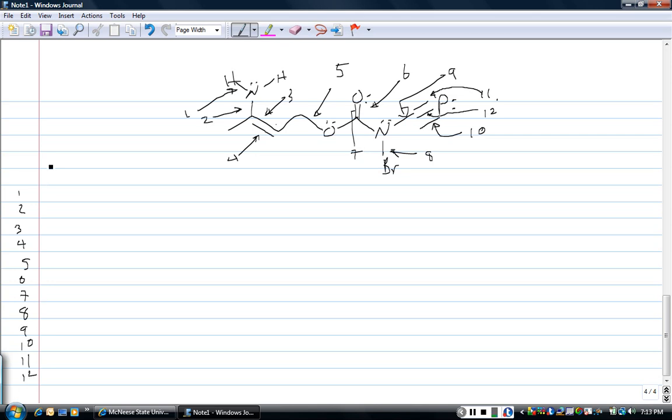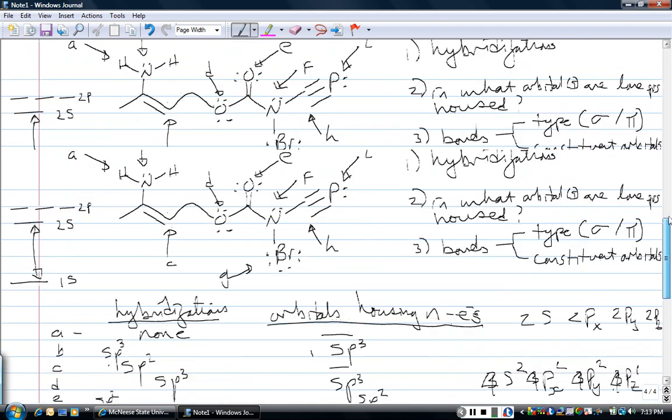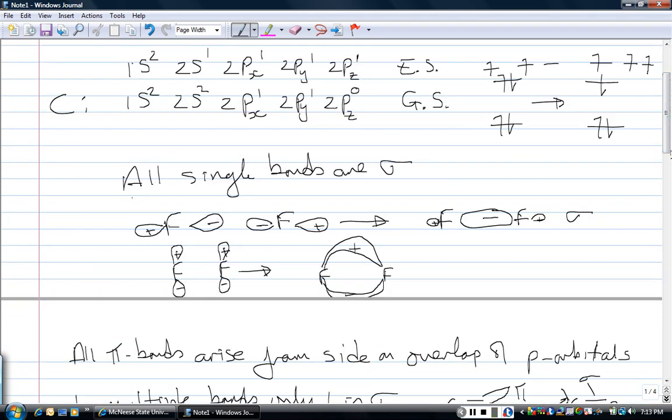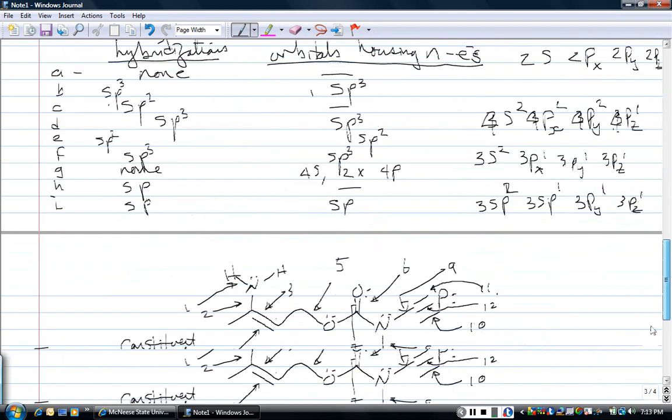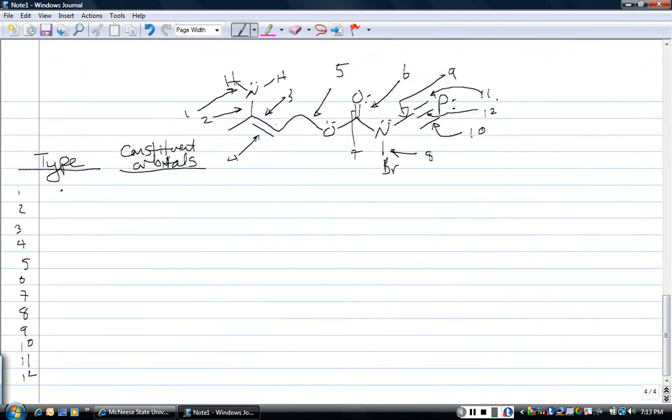So I'm going to ask the type of bond, sigma or pi, and I'm going to ask the constituent orbitals, which I will not have room to write. So I'm going to put it in 2 lines: constituent orbitals. In other words, what orbitals make up the bond? What orbitals are used to form the bond? So, bond 1 is a single bond. All single bonds are sigma, right? So, if that's a single bond, then bond 1 is sigma.